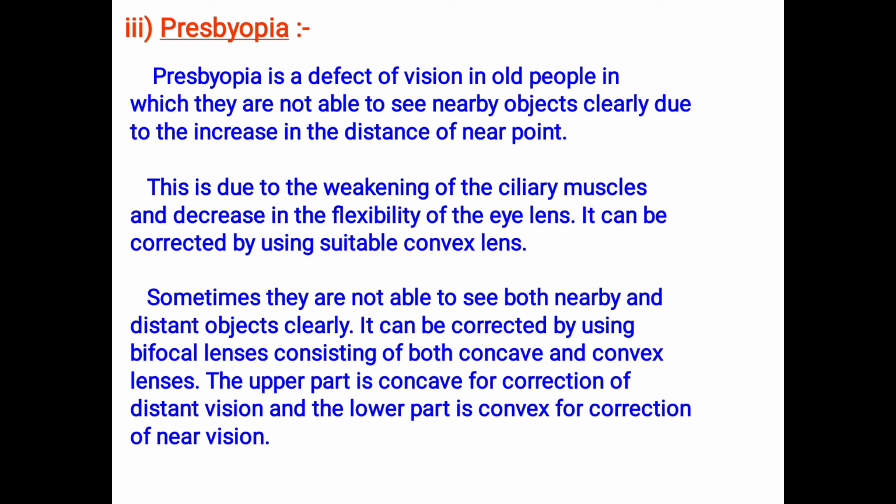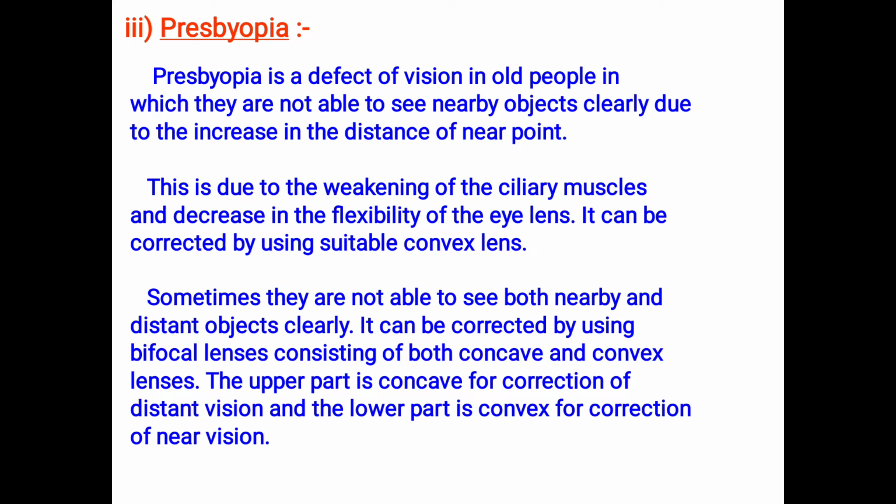And the third one, presbyopia. Presbyopia is a defect of vision in old people in which they are not able to see nearby objects clearly, due to the increase in the distance of the near point. This is due to the weakening of the ciliary muscles with age and a decrease in the flexibility of the eye lens. It can be corrected by using suitable convex lenses.